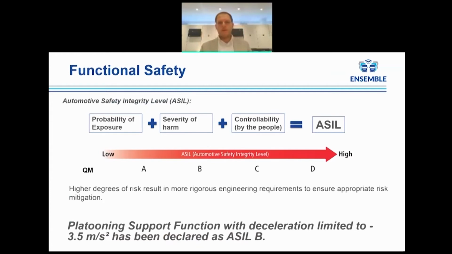As part of this iterative process within Work Package 2, we ended up in an ASIL B functionality. This means that only a few safety requirements are needed to ensure safe platooning with the platooning support function.